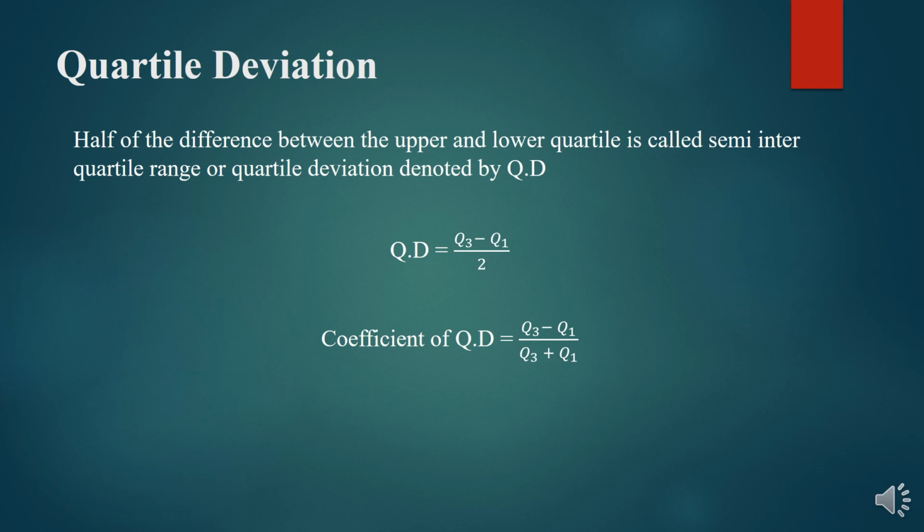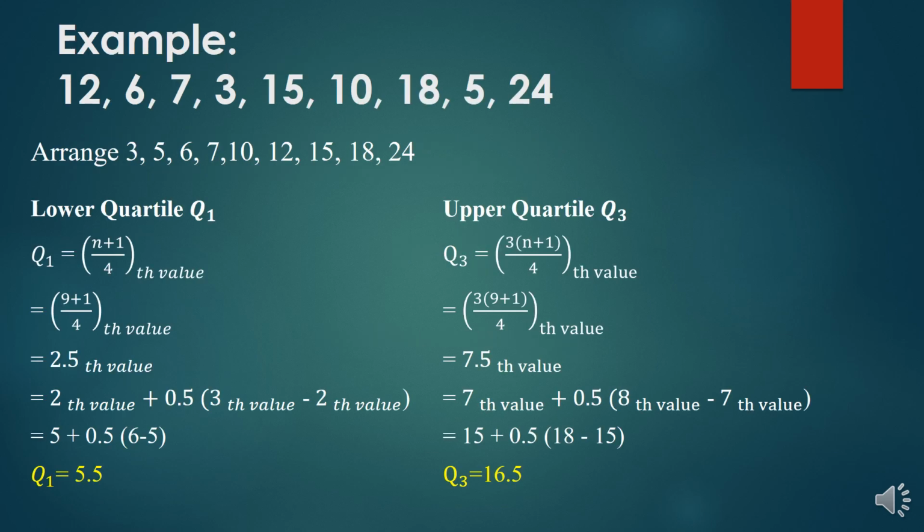So the formula of quartile deviation is Q3 minus Q1 divided by 2, which is shown here, and then we have the coefficient of quartile deviation formula, which is Q3 minus Q1 divided by Q3 plus Q1.